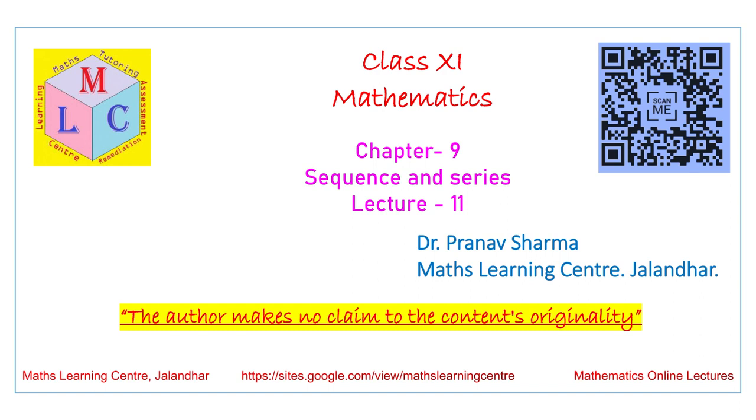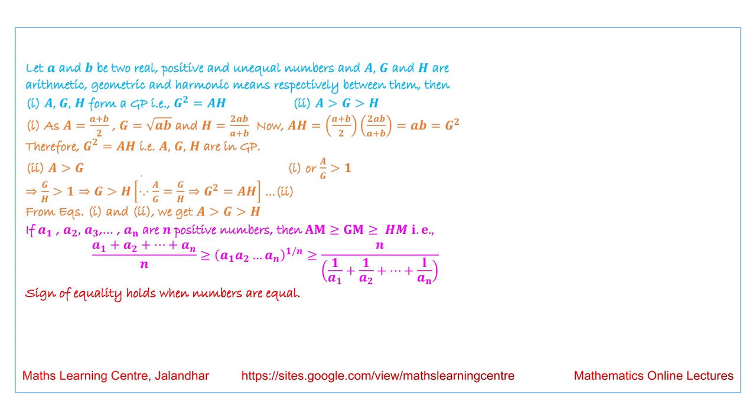We are going to start now lecture 11 of chapter 9 of class 11th mathematics, sequence and series. In this lecture we will discuss some properties related to the relation between arithmetic mean, geometric mean and harmonic mean. And further we will solve certain problems based upon the sum of infinite series.